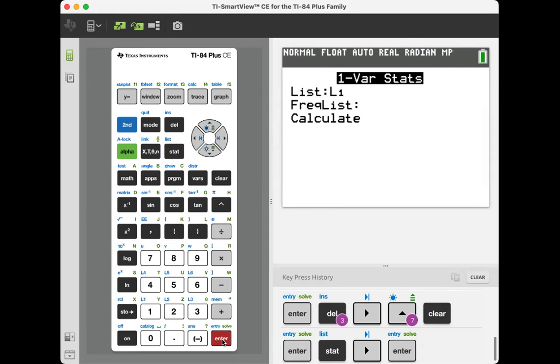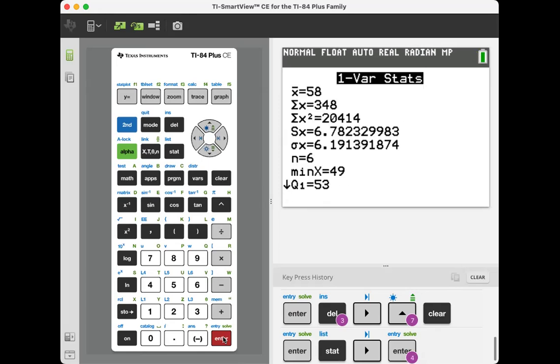List 1. If we entered it in a different one, notice the 1, 2, 3 above the keys in blue, you have L1, L2, L3. That's where you can select different lists, so you don't have to keep typing over them. If you're going to be dealing with multiple lists, you can enter them all and then pick which ones you're going to use. So go ahead and hit enter. Enter. There we go.